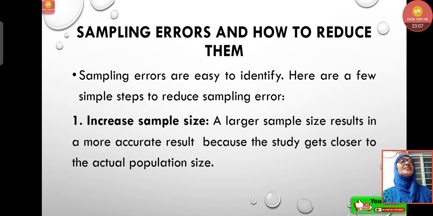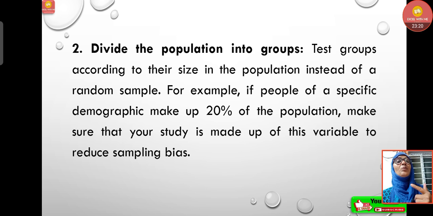Now sampling errors and how to reduce them. Number one, increase sample size. That means a large sample size results in a more accurate result because the study gets closer to the actual population size. Second one, divide the population into groups. That is, test groups according to their size in the population instead of a random sample. For example, if people of a specific demographic make up 20% of the population, make sure that your study is made up of this variable to reduce sampling bias.